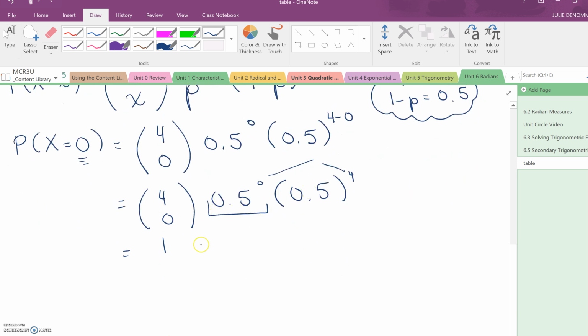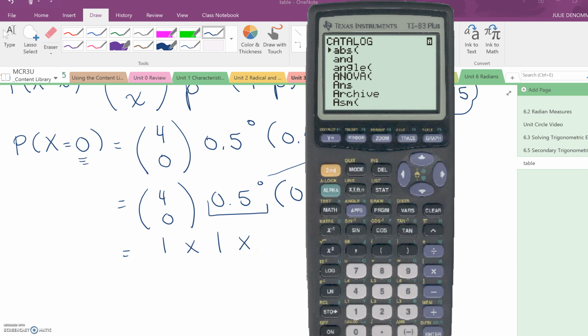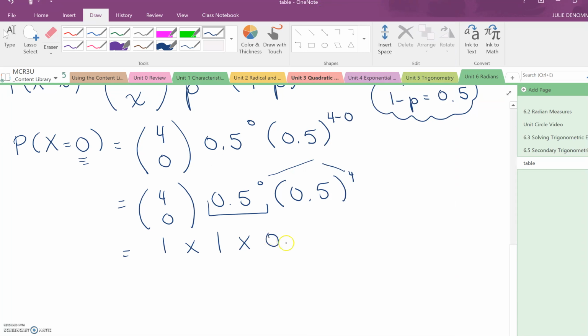0.5 to the power of 0. Well, 0.5 to the power of 0 is equal to 1, so I'm just going to change these expressions to multiplications at this point since they're all stuck together. And then 0.5 to the power of 4, which we already know what that is because we calculated it earlier when I was trying to explain how this was done. 0.0625. So in this case, the probability of having 0 girls is 0.0625.